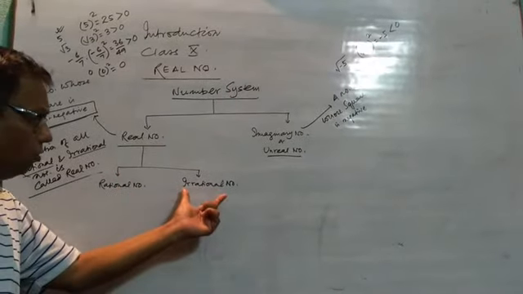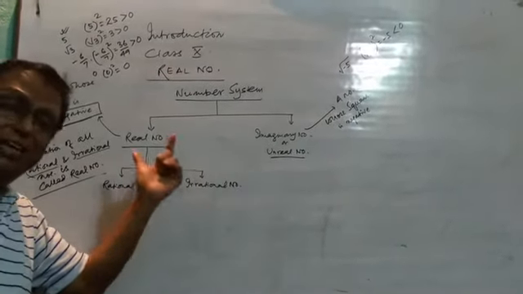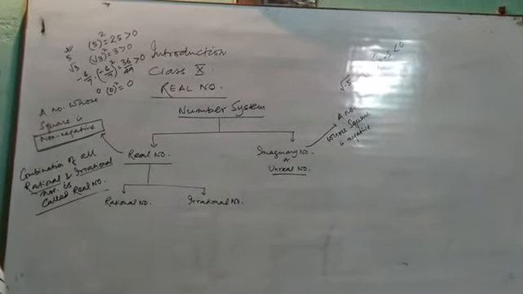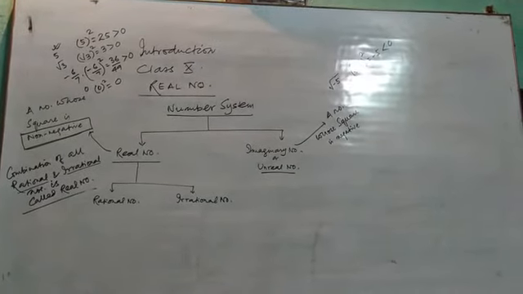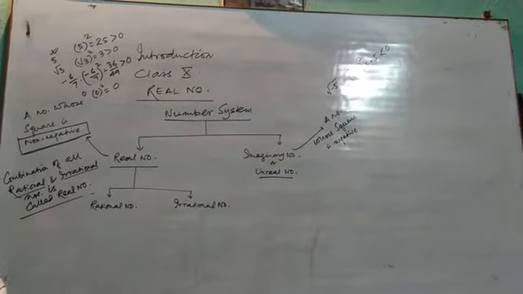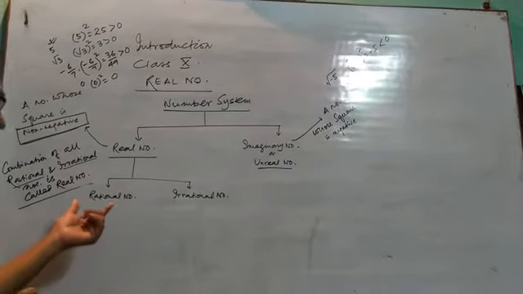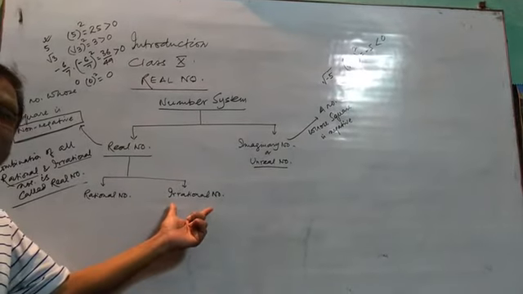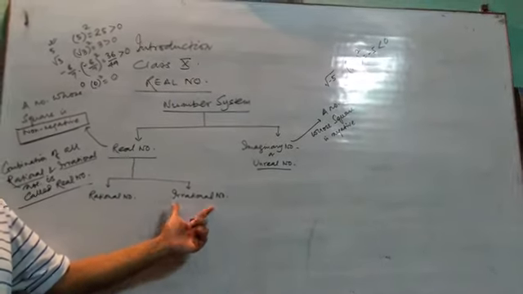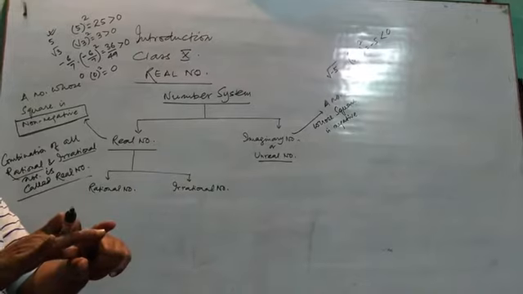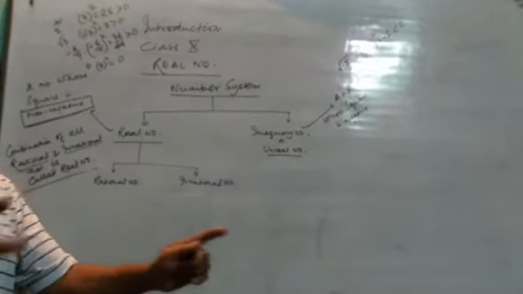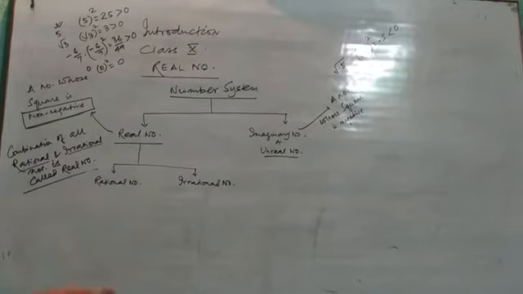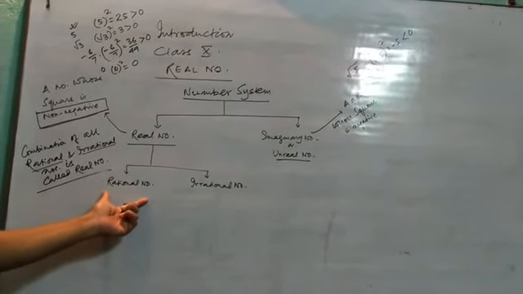And I told that a number which cannot be represented in the form of p by q, where p and q both are integers and q not equal to 0. So what we are doing, we are saying can be represented, and here we say which cannot be represented in the form of p by q. Rest things are equal, where p and q are integers and q not equal to 0.